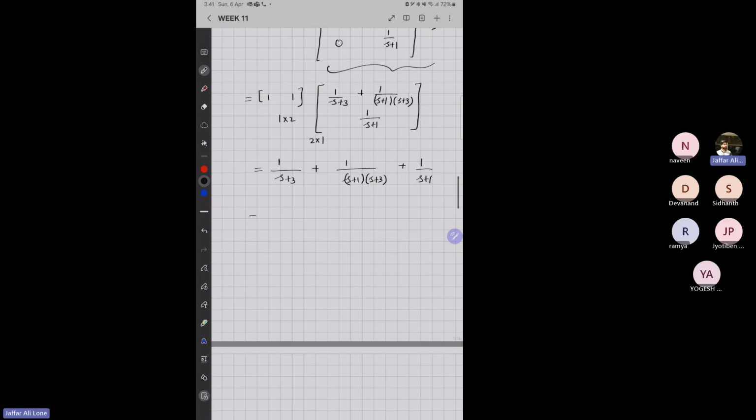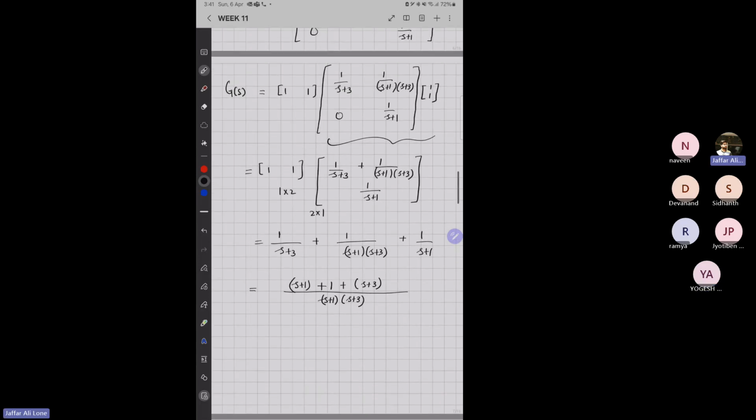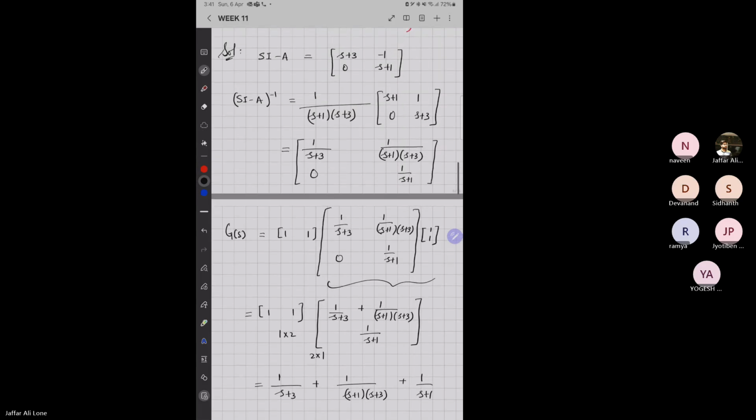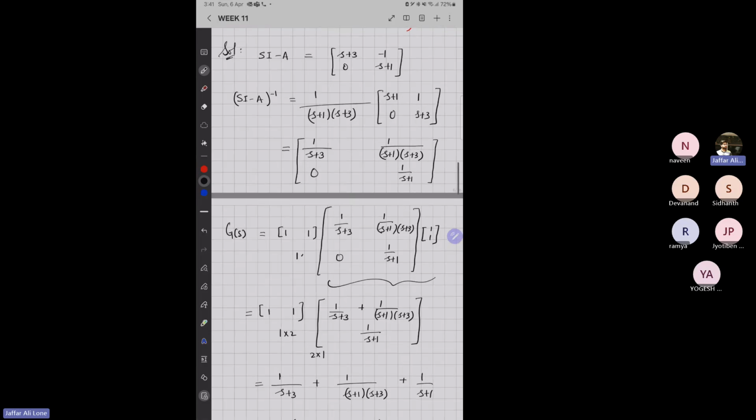It will be, if I take s plus 1 and s plus 3 as common. So we already have s plus 3 here. So I'll write s plus 1 plus 1, plus, if we multiply C and (sI minus A) inverse first, no problem, you'll get the same value. You will get the same C. So that will be this is my 1 over 2 and this is 2 over 2.